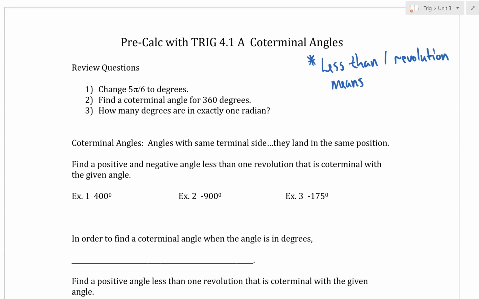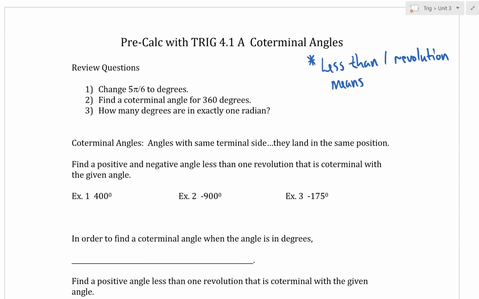All right, we're back. This is 4.1a, coterminal angles. There are 3 review questions. They should deal with what we just covered in the last set of notes. So go ahead and do those, and I'll be back in just a moment. Pause the video.